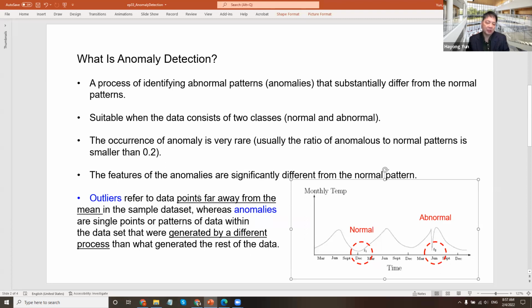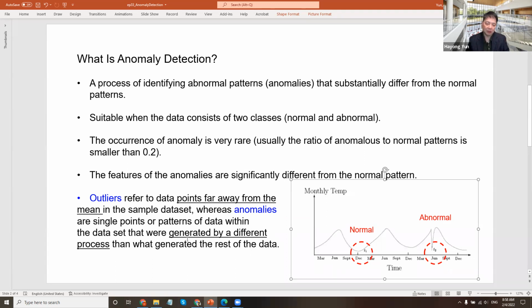A similar concept is outliers. Outliers means that the data point is far away from the mean. So there's a cloud of normal points, and an outlier is just far away from that cloud of data points. But anomaly actually means something more special in the sense that it's not just different, but it's also presumably generated by a different process.